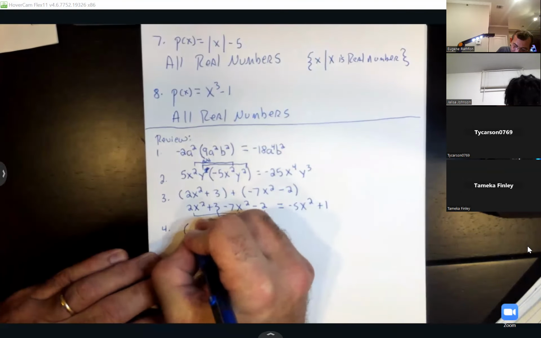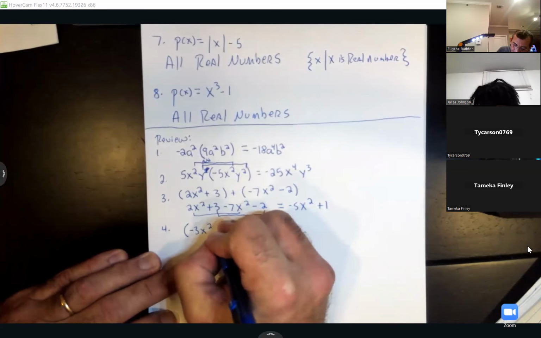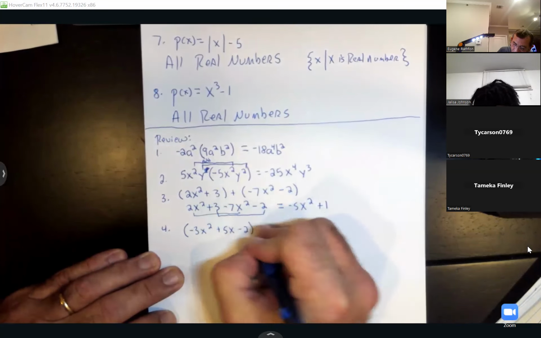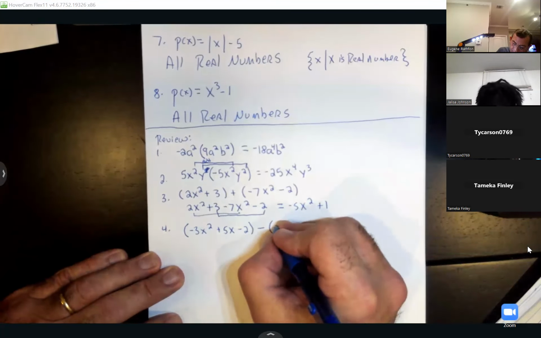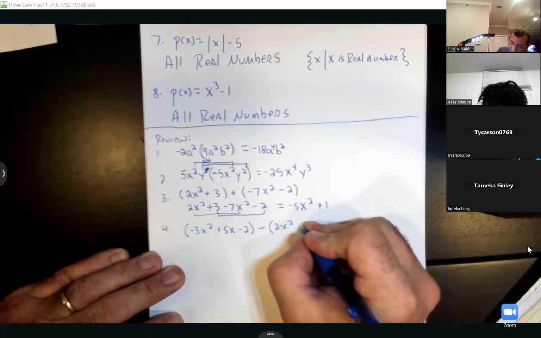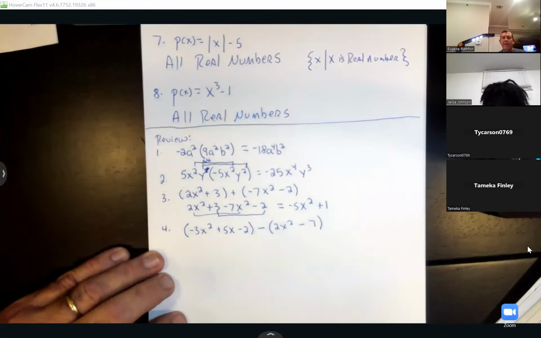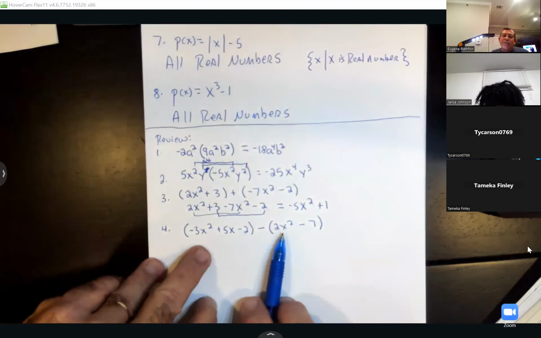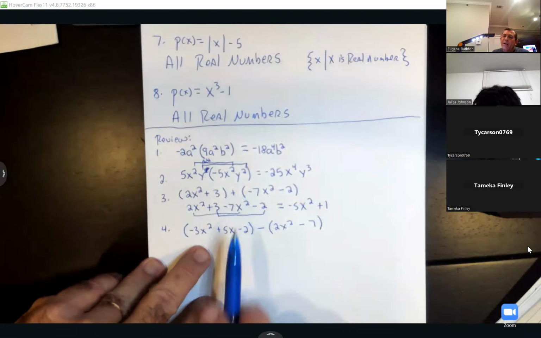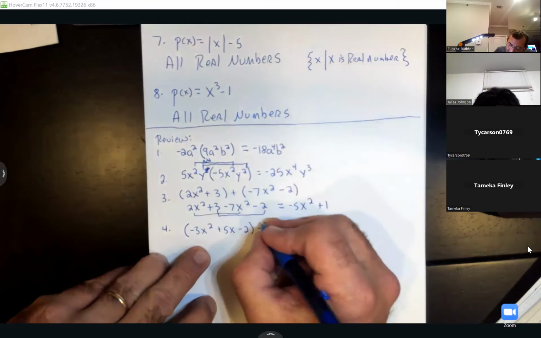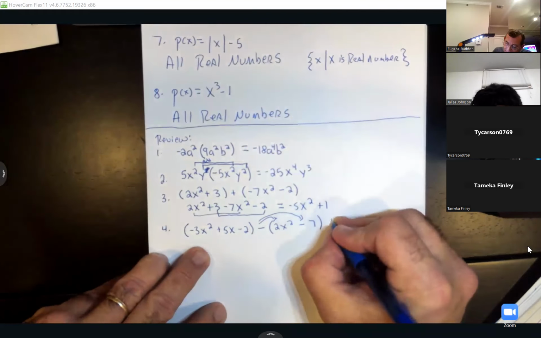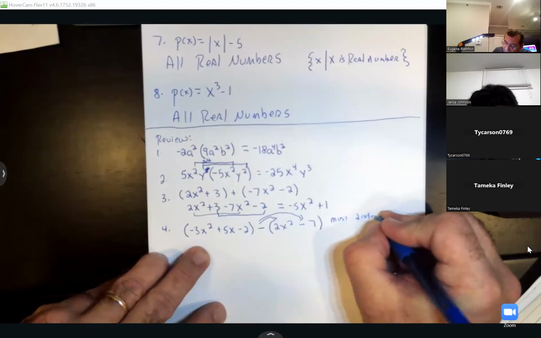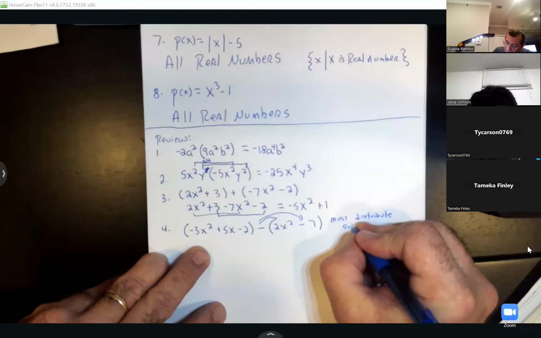All right, y'all. Negative 3x squared plus 5x minus 2 minus the next polynomial, which will be, oh, what I want here. How about a 2x squared minus 7. Now, subtraction is almost like addition, but when you subtract, you gotta distribute the subtraction through the parentheses. So we must distribute subtraction.